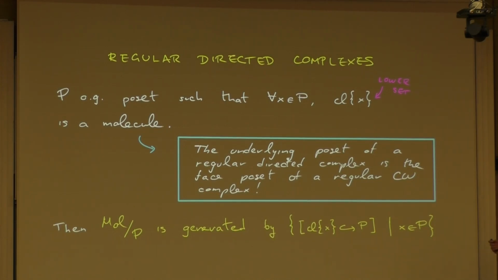And in particular, if one restricts to this class that are called regular directed complexes, which are your oriented posets such that the lower set of every element is a molecule, then we can also prove that the underlying poset of any such regular directed complex is the face poset of a regular CW complex, so this truly is a directed version of a regular cell complex. Then, in fact, this omega category is generated by the inclusions of these lower sets into P, for every x in P. So it has the property that we expect, that its generators are in bijection with the cells of our cell complex.